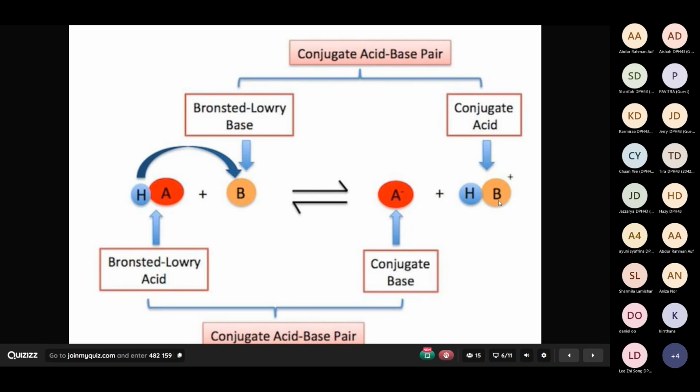So kalau A pada asalnya adalah acid, so the product of that reaction bila dia dah donate dia punya H plus, dia akan jadi conjugate base. So it works for B also. Kalau B on the left hand side kita dah identify dia sebagai base, so bila dia dah terima hydrogen ion tu, it is now a conjugate acid.